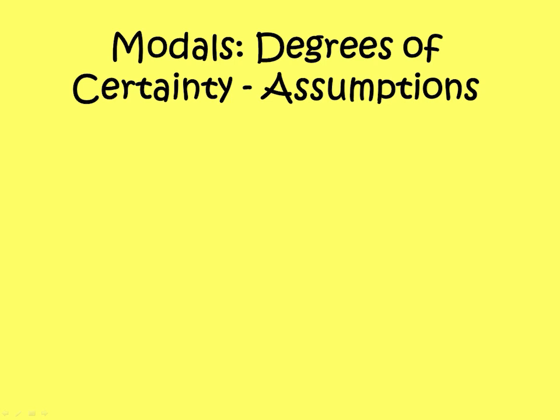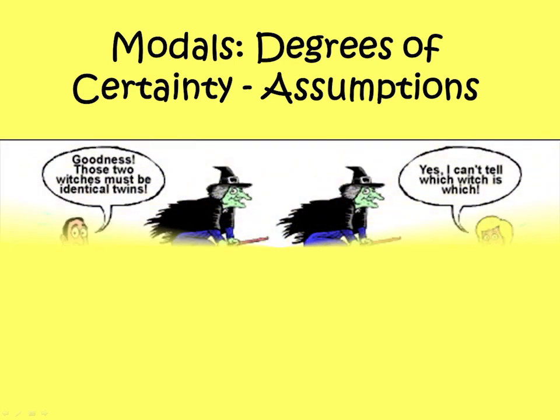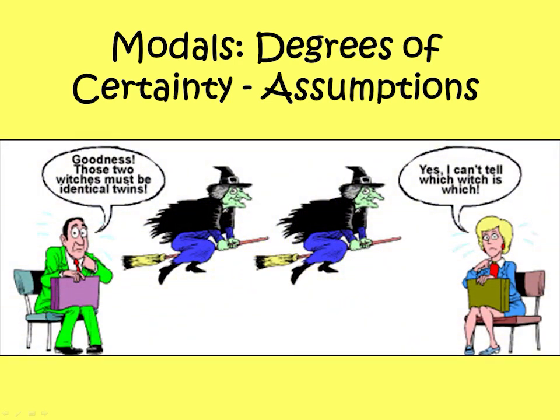simple modals. We are going to concentrate on degrees of certainty, or what we call assumptions. We make assumptions. Look at this very funny picture or situation. A man and a woman are talking. The man says, "Goodness, these two witches must be identical twins." Now, must be, he's certain, because he cannot differentiate between them. They must be identical twins.